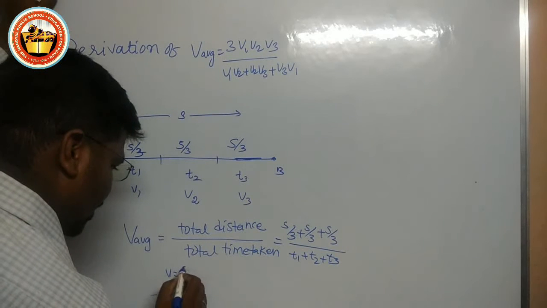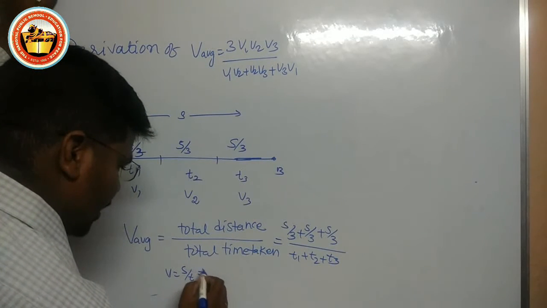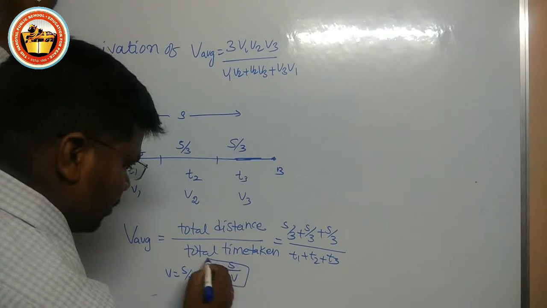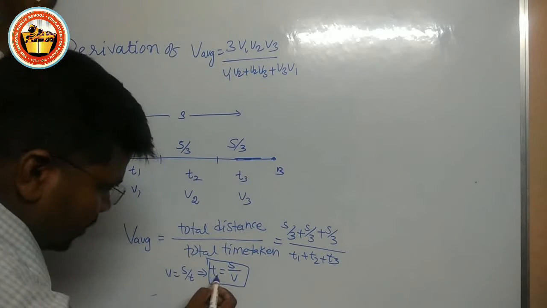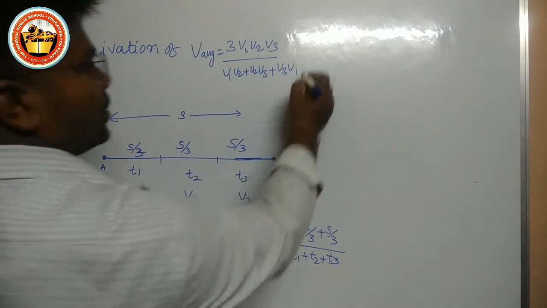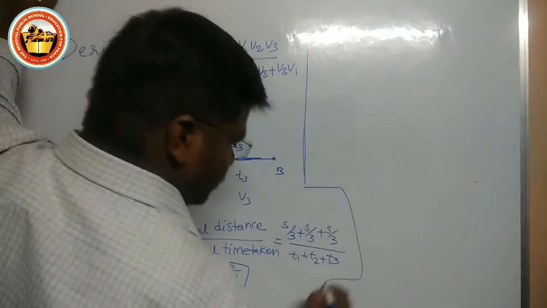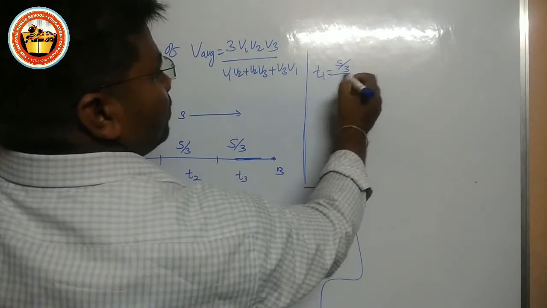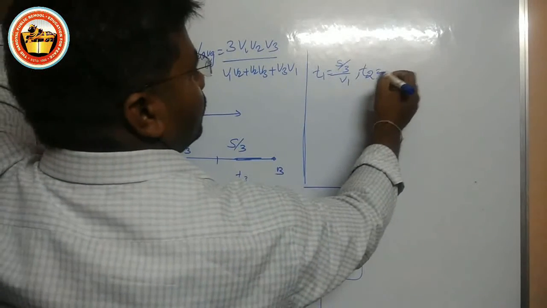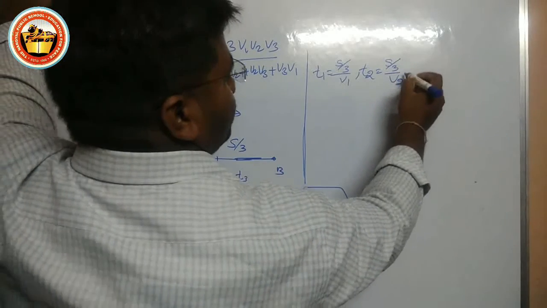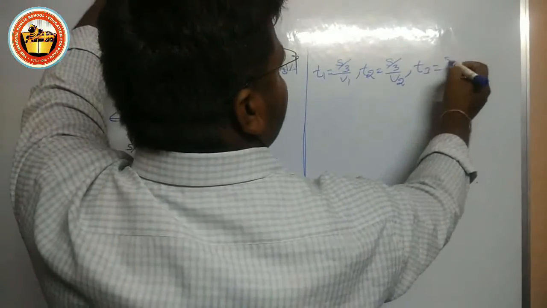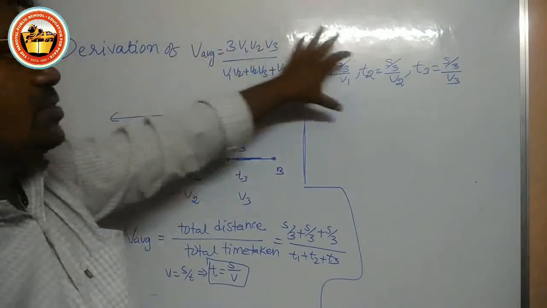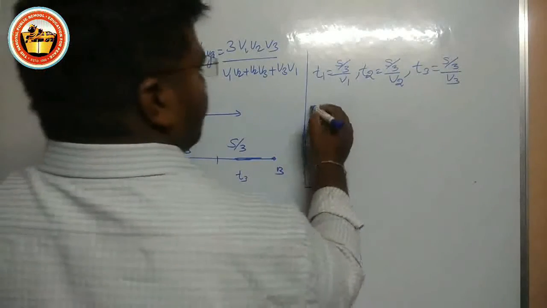We know that velocity is equal to distance by time, so time is equal to distance by speed. So time t1 is equal to s by 3 divided by v1, t2 is equal to s by 3 divided by v2, and t3 is equal to s by 3 divided by v3. You can substitute these values in this equation.